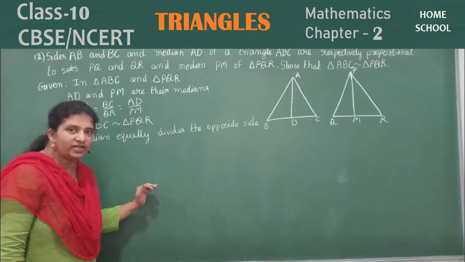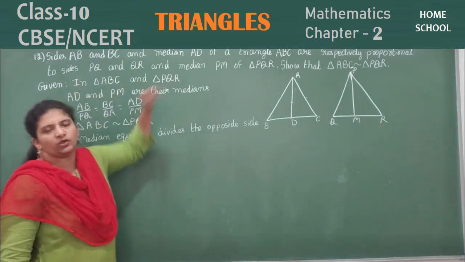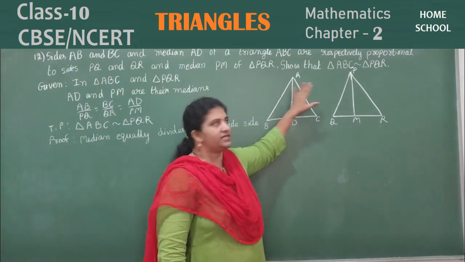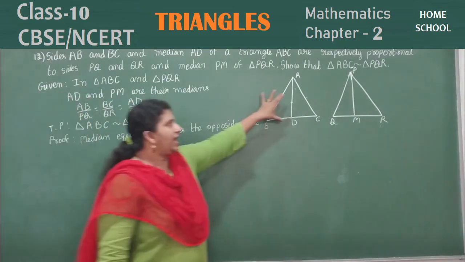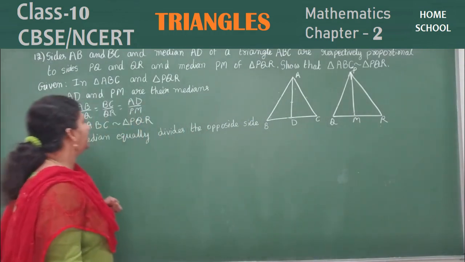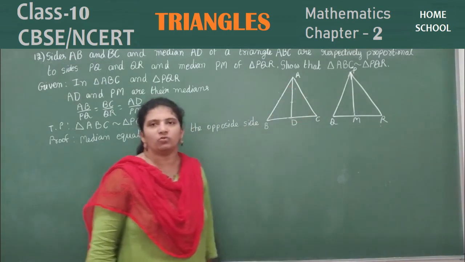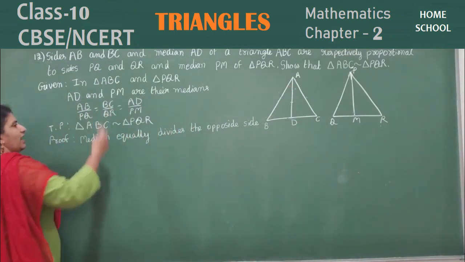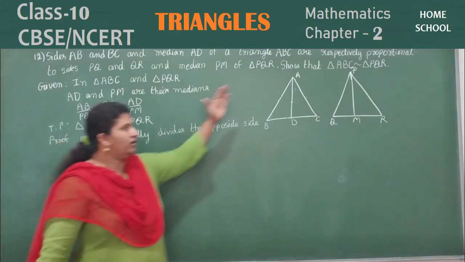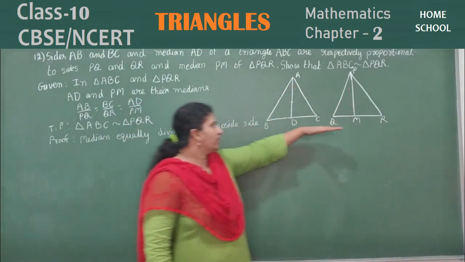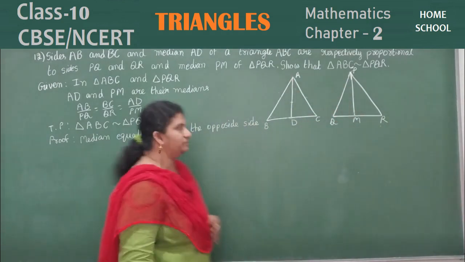Okay, let's start the solution here. By the given data, in triangle ABC and triangle PQR, observe here, AD and PM are their medians. And other two sides, what have they given? AB, BC, PQ, QR are already given in the question. So you can write the three ratios directly, as I have shown here, in proportion. What is that ratio? Look here. AB by PQ, BC by QR and AD by PM.